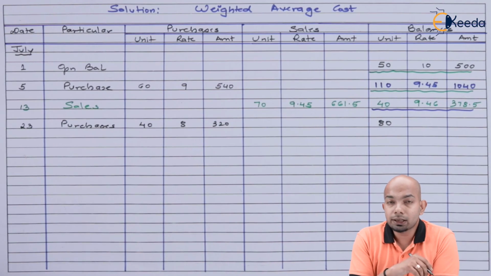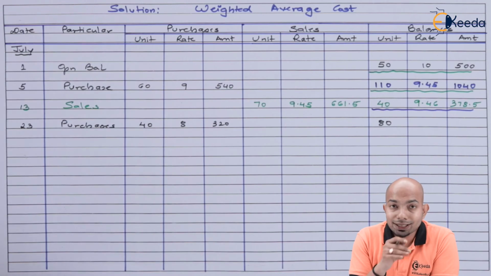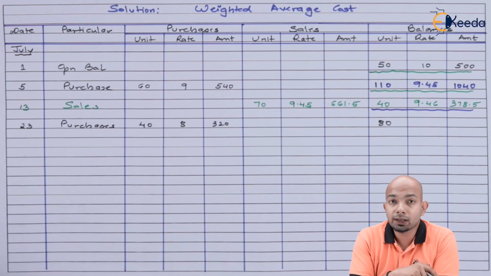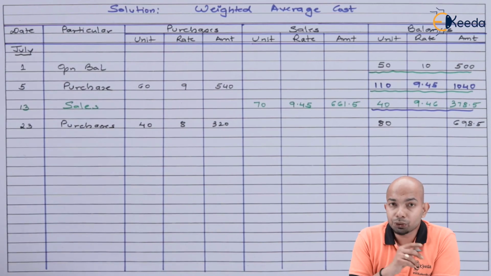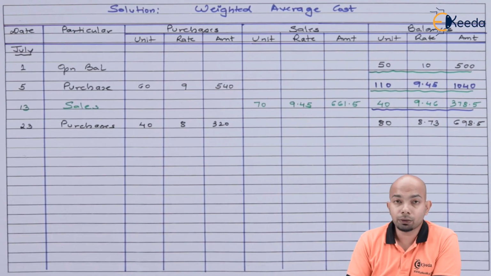That will give you a total of 80 units. 378 was the earlier balance. We'll add 328, that is the current purchase, and that will give you the amount balance. Now whatever answer you have got, that is 698.5 divided by 80, will give you the rate here. So that is the rate that we have figured out. Let's go to the next transaction here.